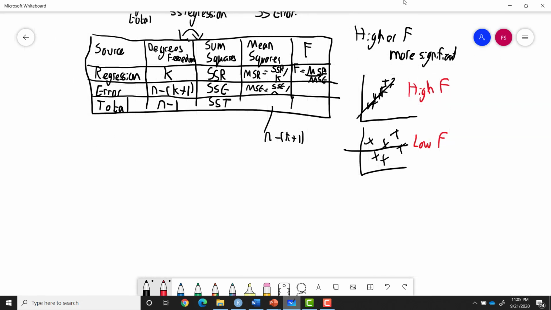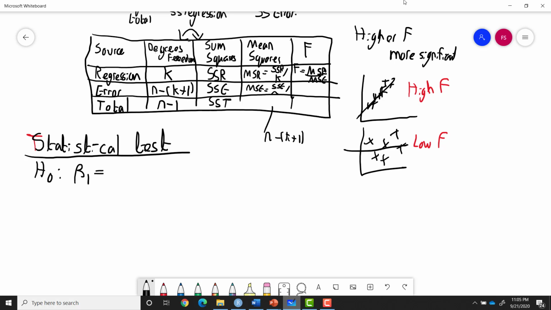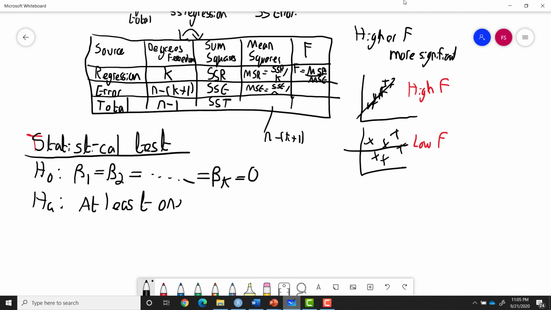And this is a test for the overall regression. So we have the statistical test. The null hypothesis is that all my betas are 0. So all these regression coefficients I showed you before are equal to 0. And the alternative is at least 1 beta i is not equal to 0. So this is just saying, hey, the regression is useful. This is telling me there's something useful in the regression.